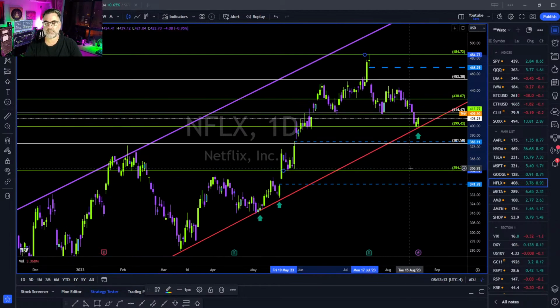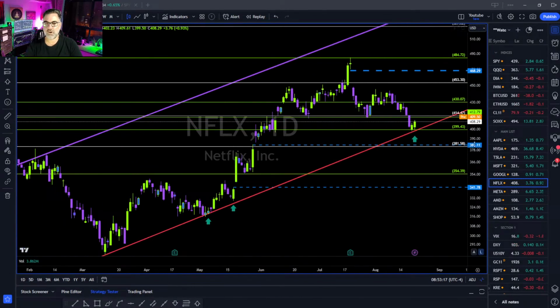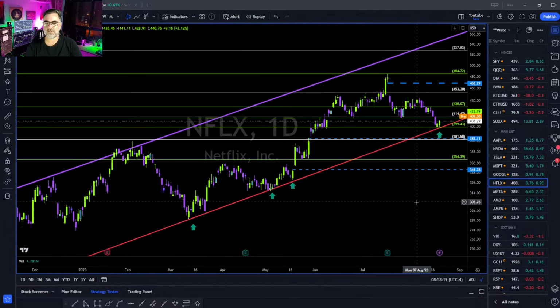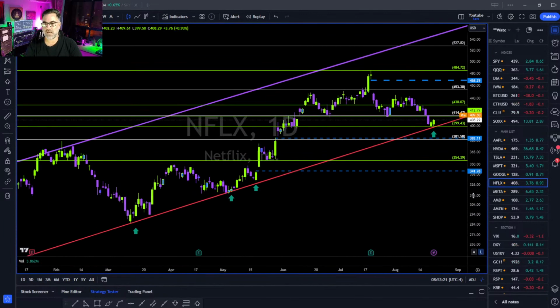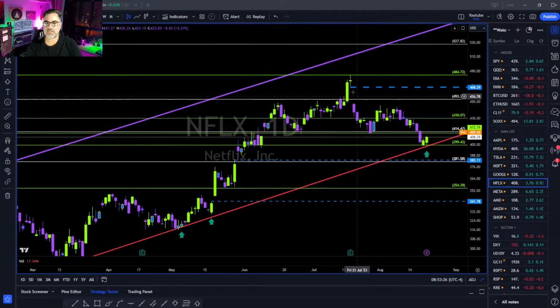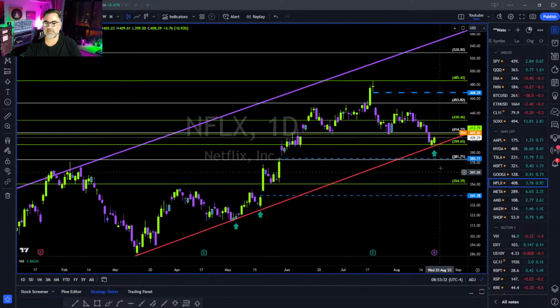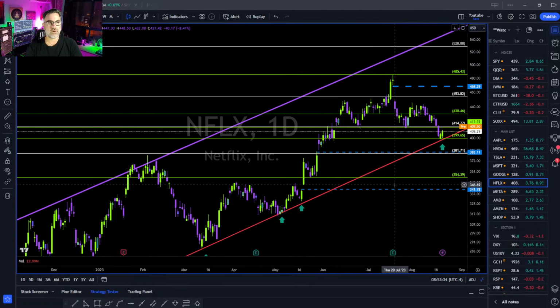I'm using log. Great question. I'm using log. It gives me a better point of view of price action. Each candle gets better represented with log.